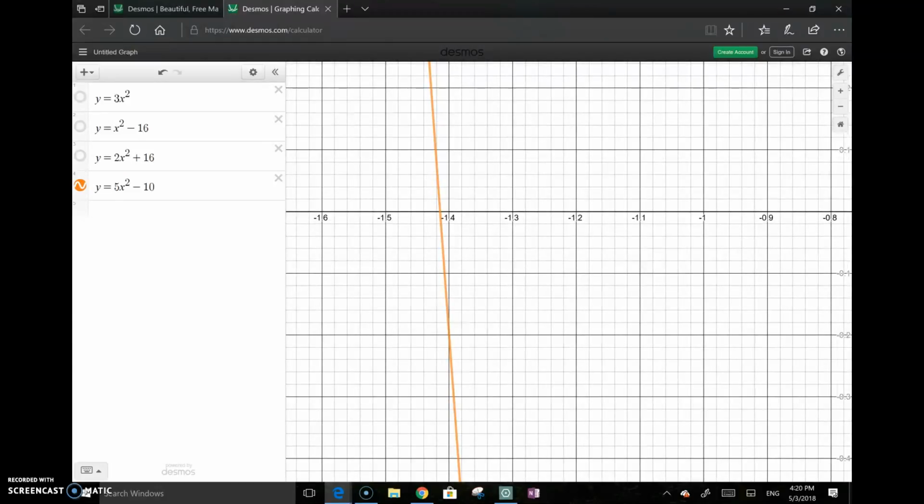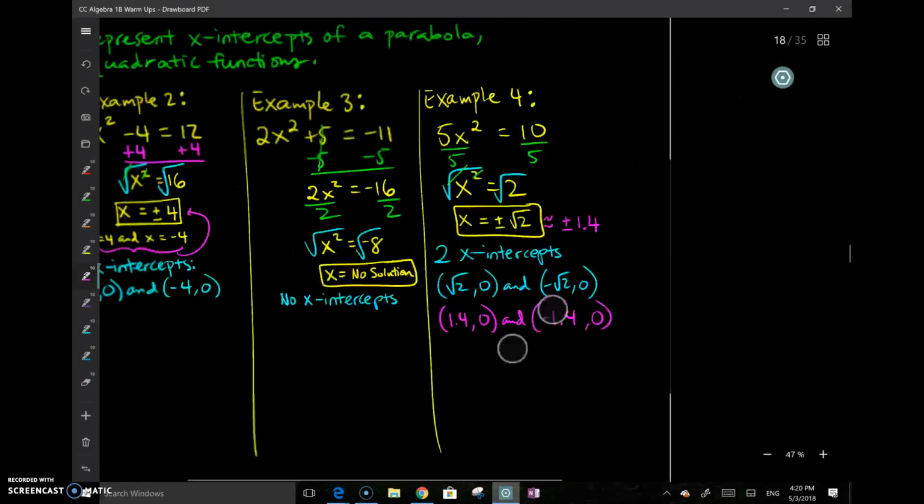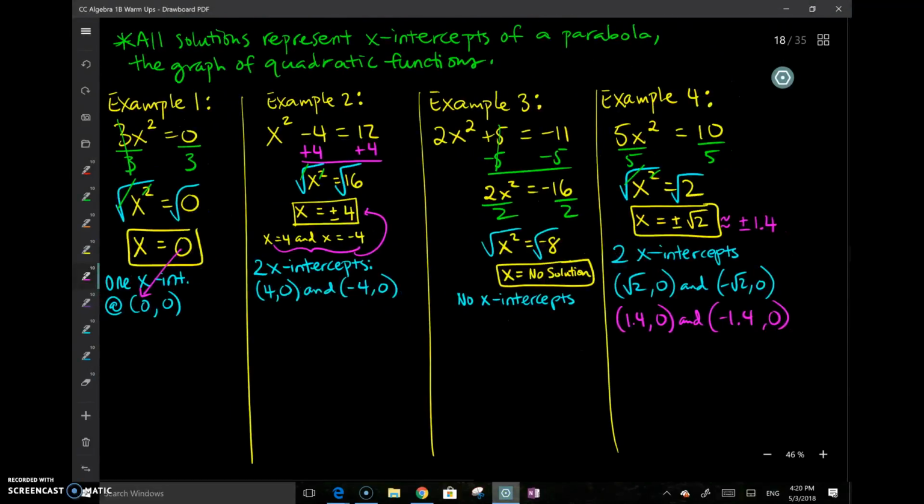So anyway, I hope this helped you to better understand how to solve these functions with radicals and what they actually look like, and just bridging those ideas together between x-intercepts and graphs.